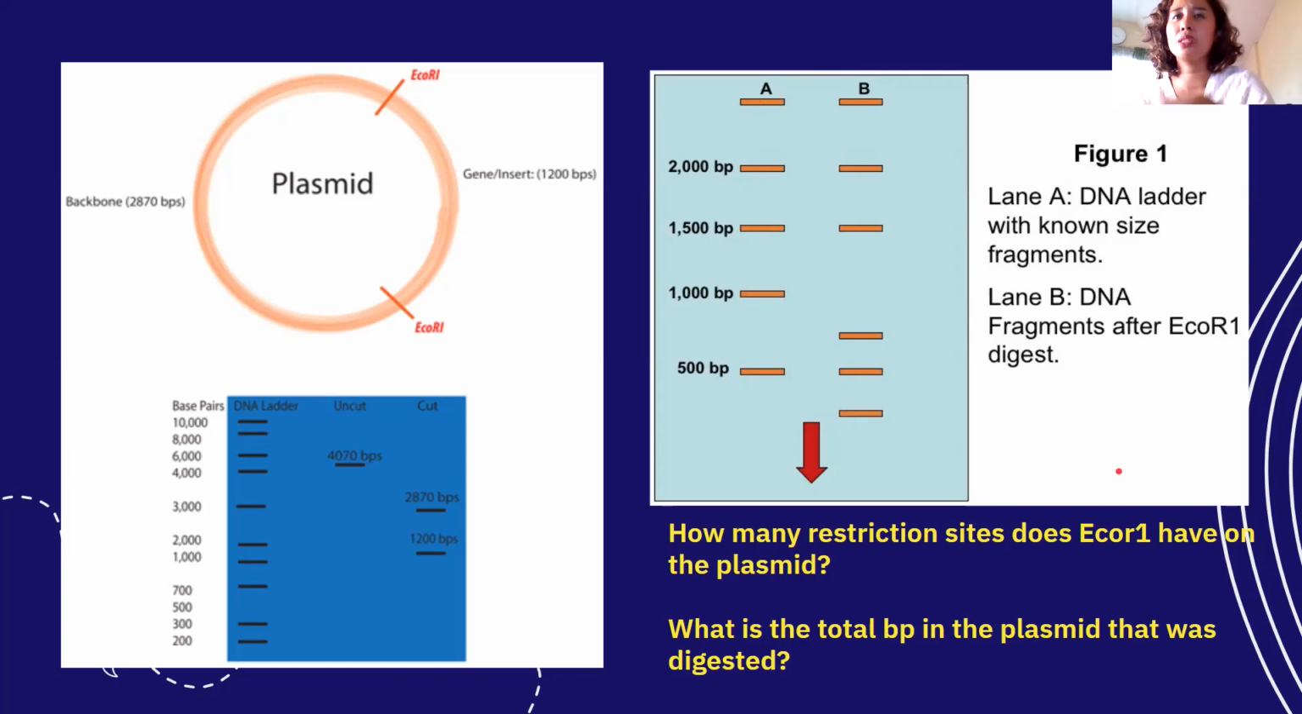I don't have a photo of the plasmid, okay? I only showed the gel electrophoresis. What is the total base pair in the plasmid that was digested? Actually, this first band is 2,000, so 2,000 plus 1,535. This one has no label, so let's assume this is 1,500. This is 750.